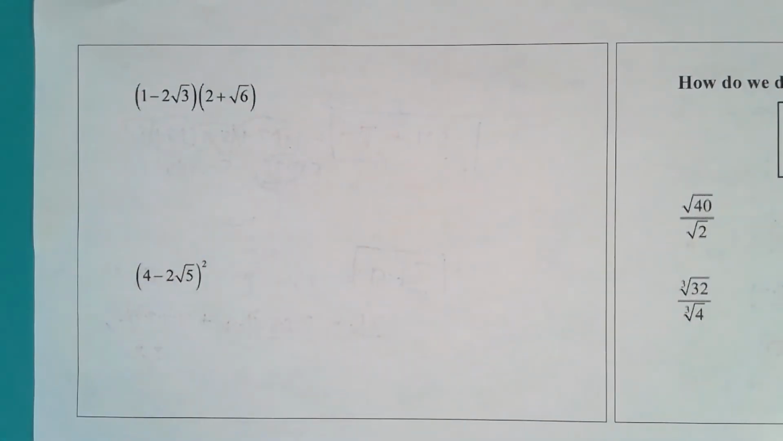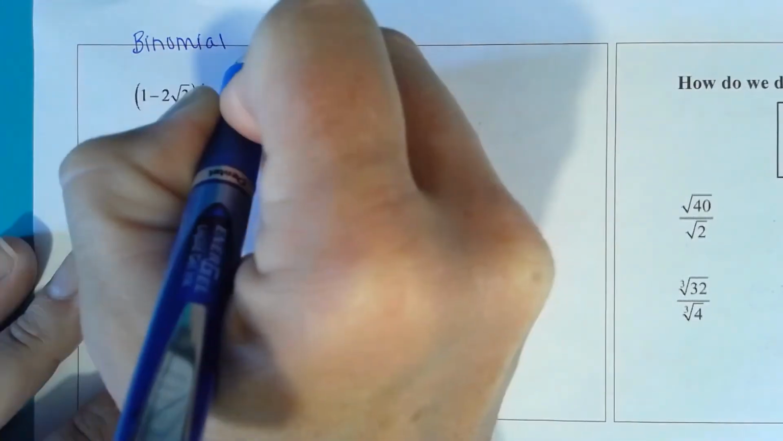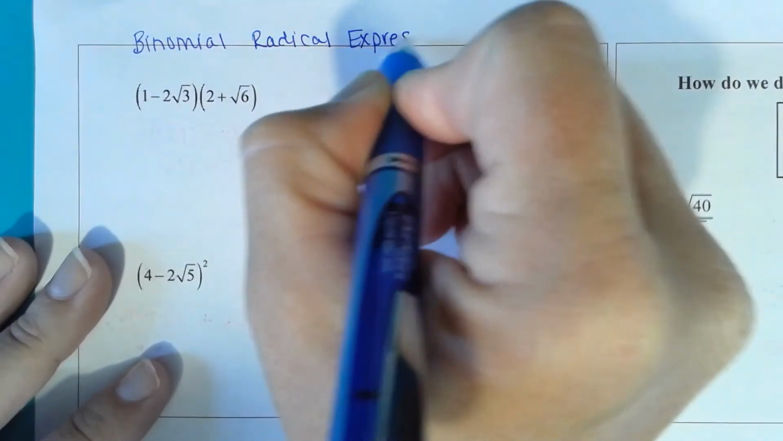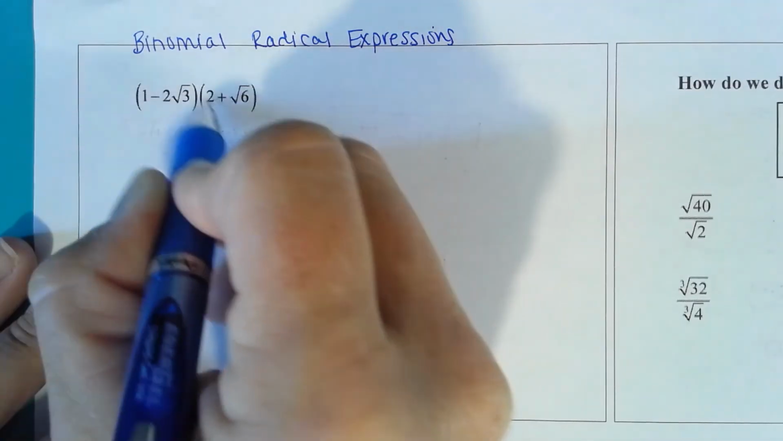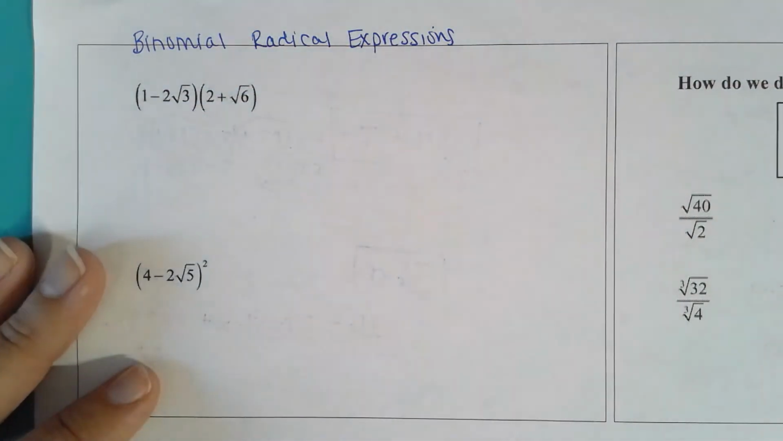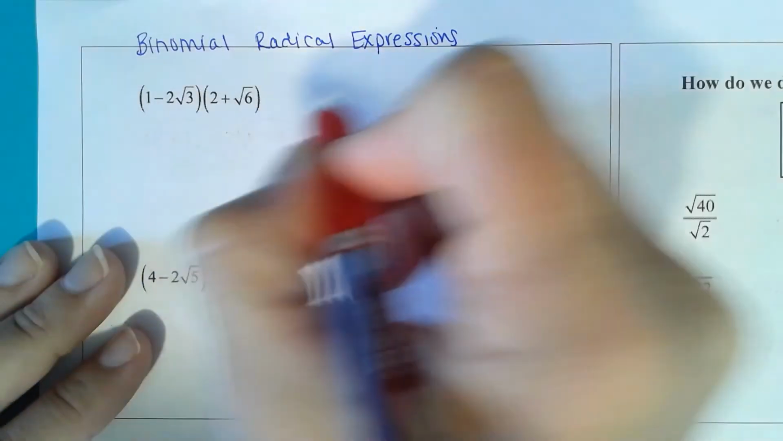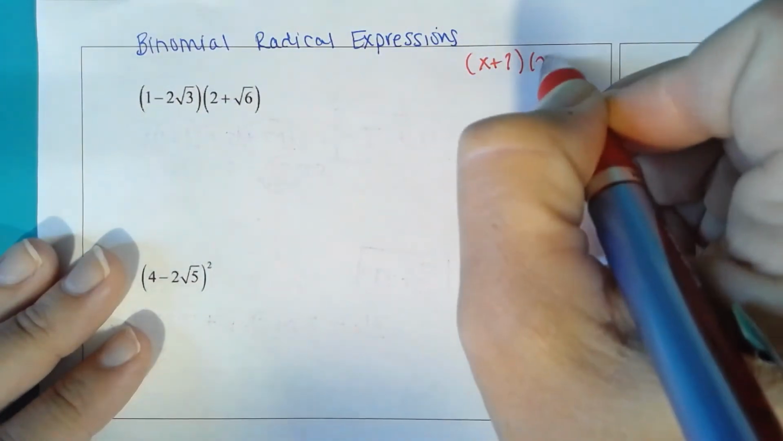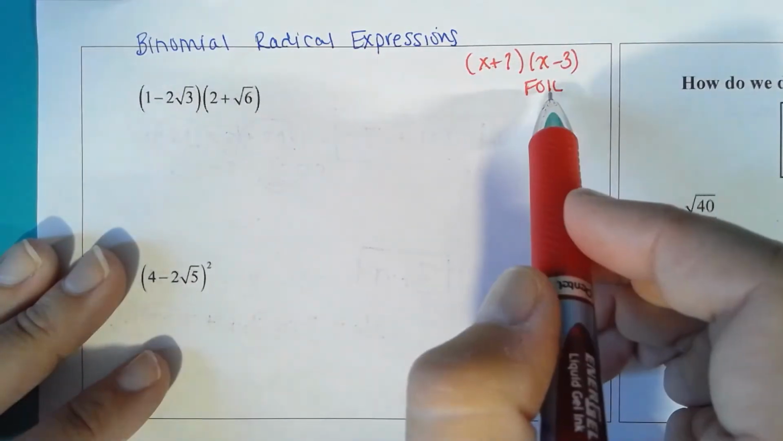So let's talk about binomial radical expressions. Remember, binomial means 2 terms. So I have 2 terms being multiplied by another 2 terms. That's what makes it a little bit different. But we already know how to multiply binomials, right? We're going to FOIL. If I asked you to multiply x plus 1 times x minus 3, you'd FOIL. When we multiply binomials, same thing.